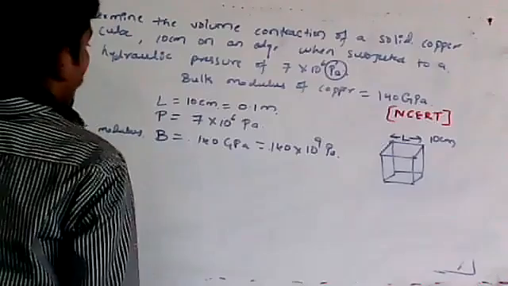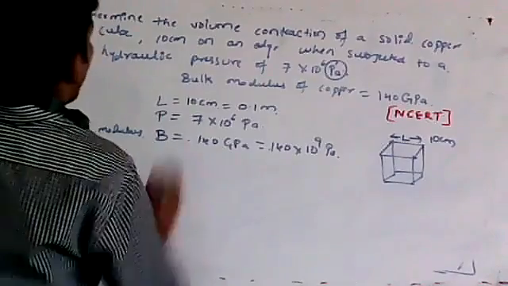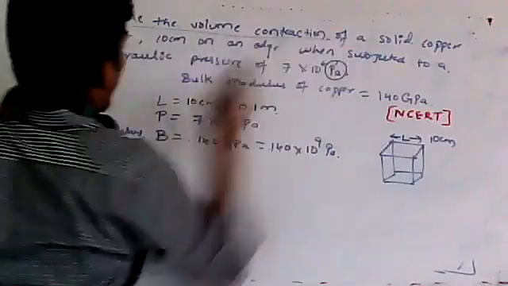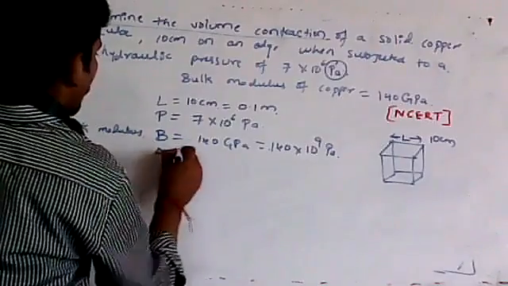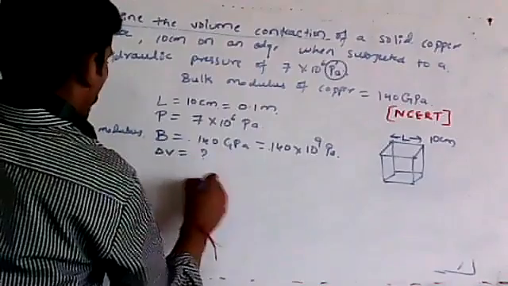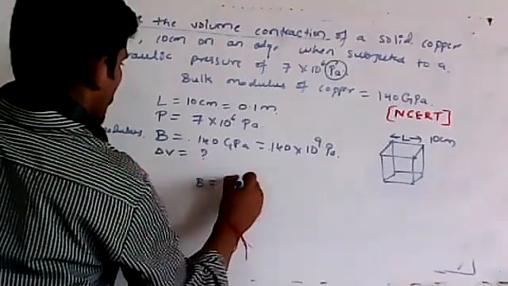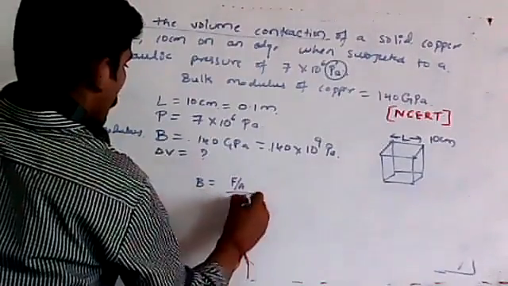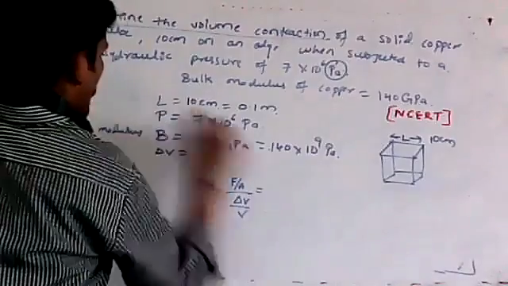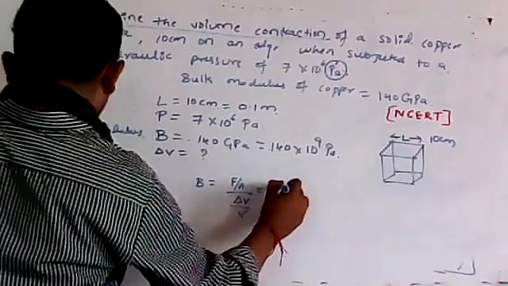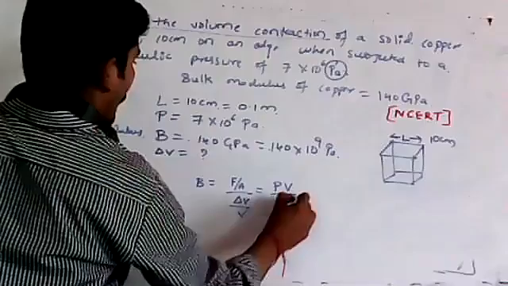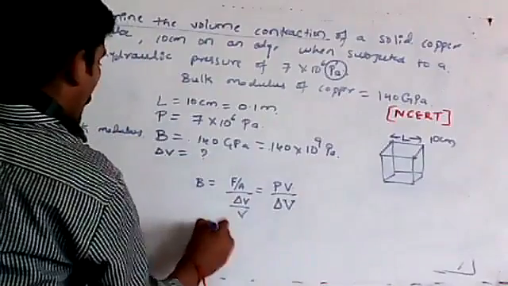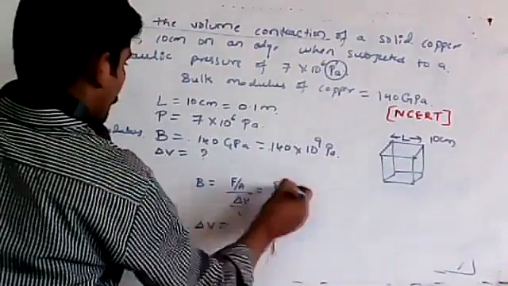Then what do I want? Determine the volume contraction, the change in volume. I want delta V. We know bulk modulus is bulk stress by bulk strain. In other words, pressure is given, so let me write it this way: B equals PV divided by delta V, but I want delta V. Delta V means what?